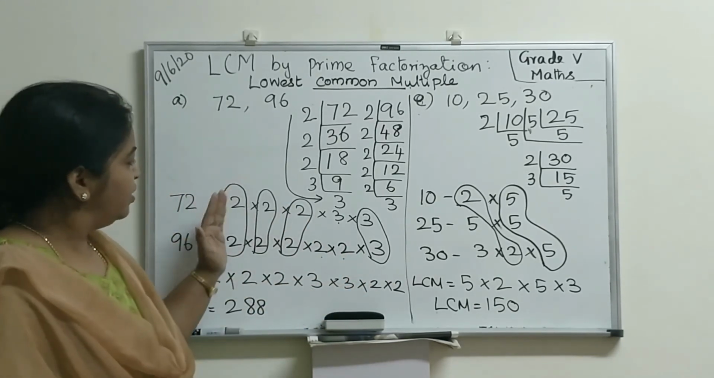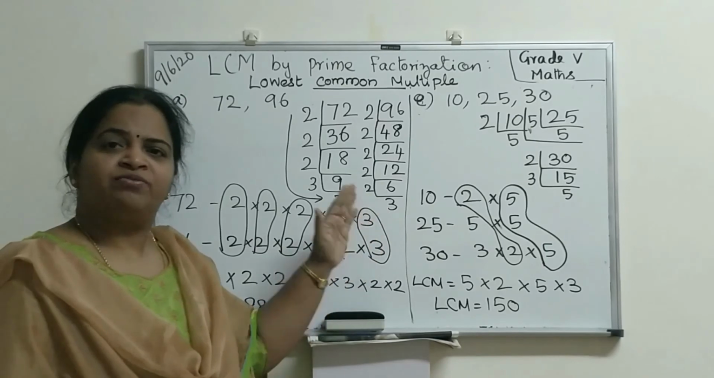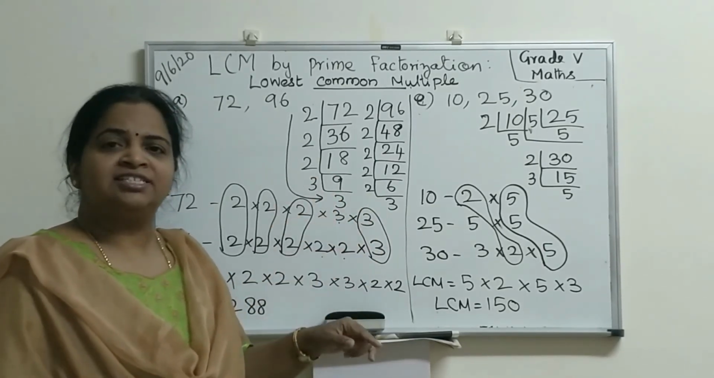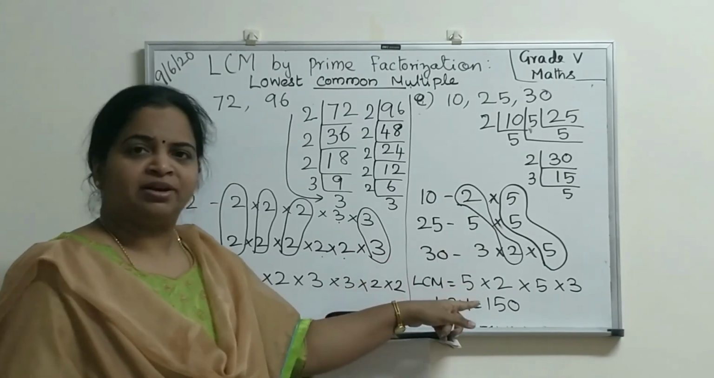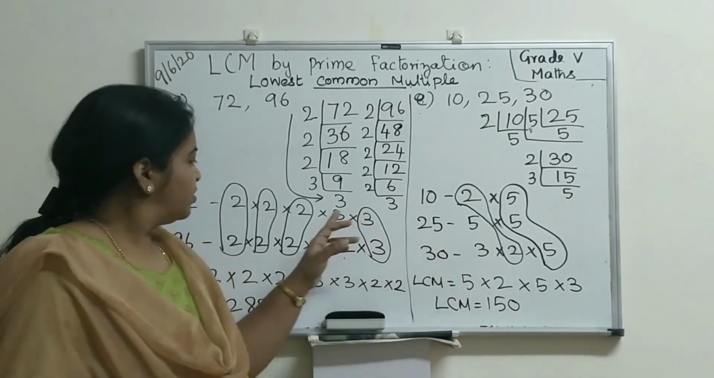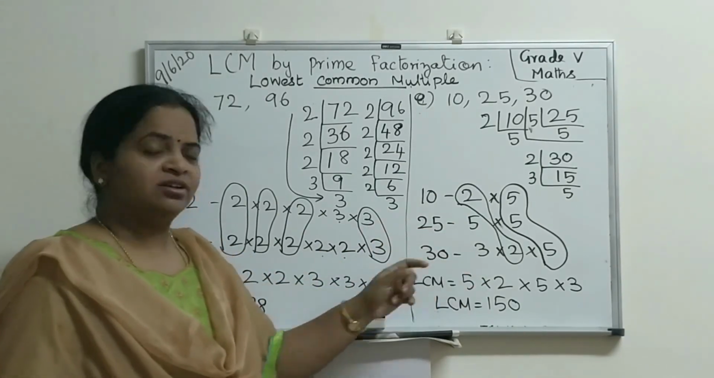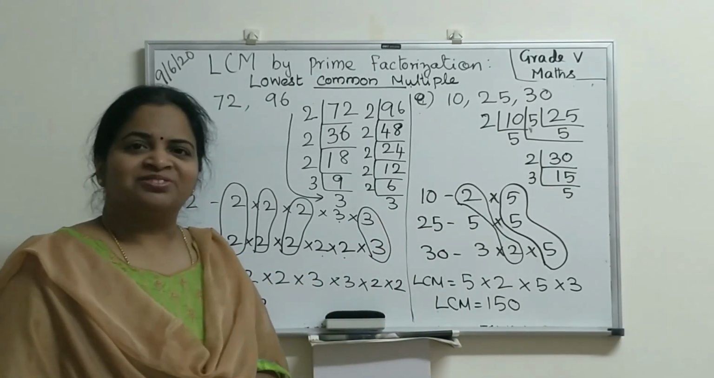So what is the difference between finding LCM and HCF? For HCF, we will take only the common factors. We will not take the left out numbers. But LCM is lowest common multiple, right? Multiple. So we will take the left out numbers also for taking the answer. You got it?